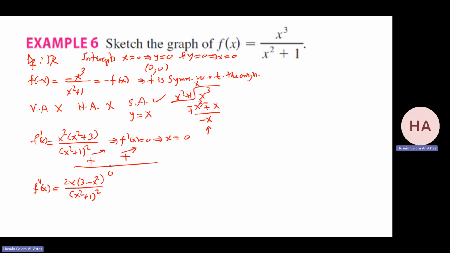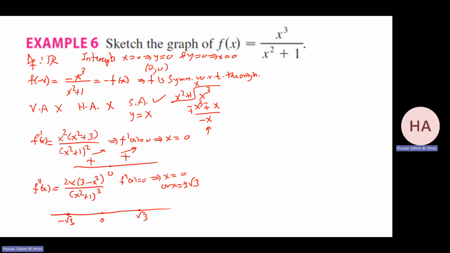Oh, cubed. That will be cubed. Okay. So f double prime equals 0. Have x equals 0 or x equals plus or minus square root of 3. I'll put minus square root of 3, 0, square root of 3.